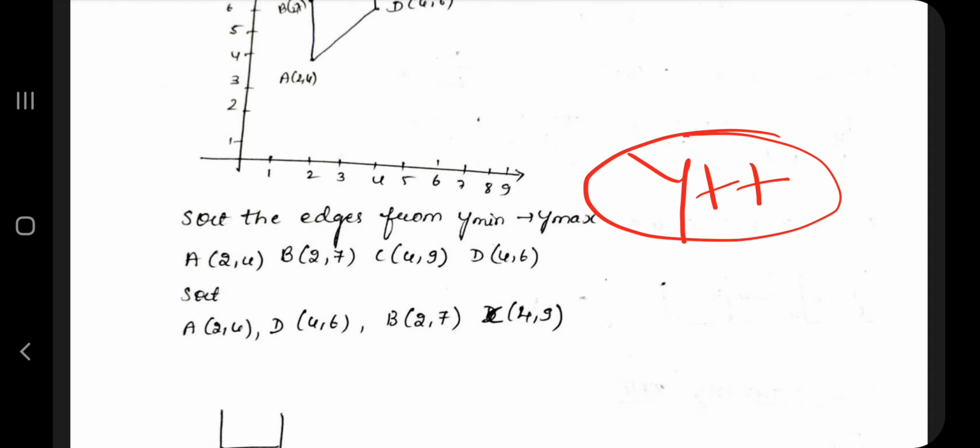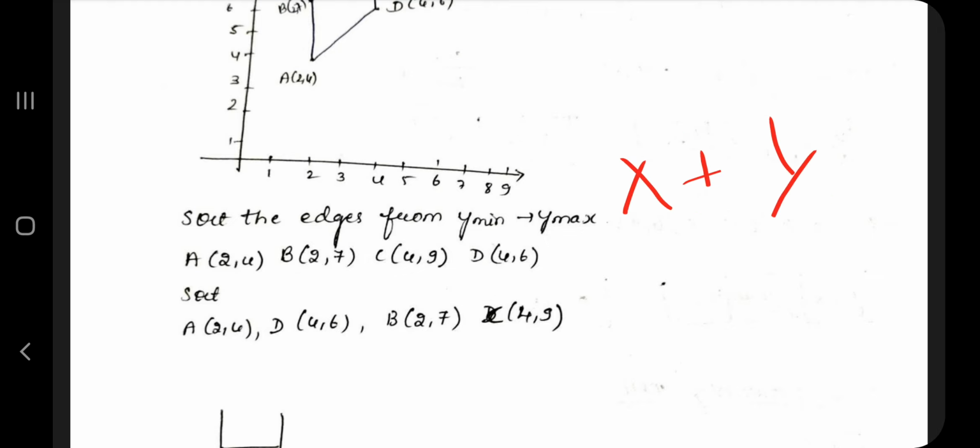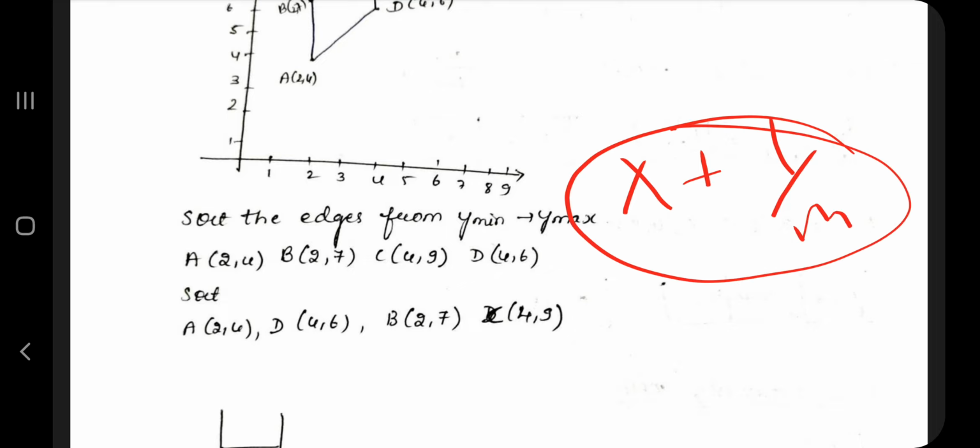Whatever points I tell, mark them down carefully. For each point you will do y plus plus. The question is whether you will do x plus plus or not. Actually you will not do x plus plus, you will do x plus 1 by m. You will find the slope and add 1 by m to x.